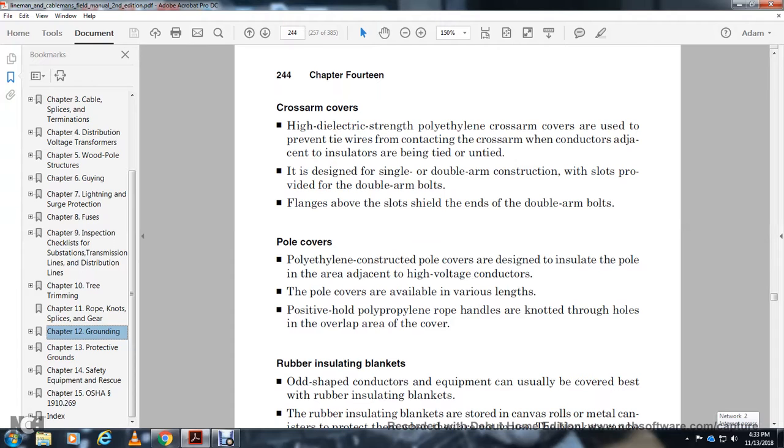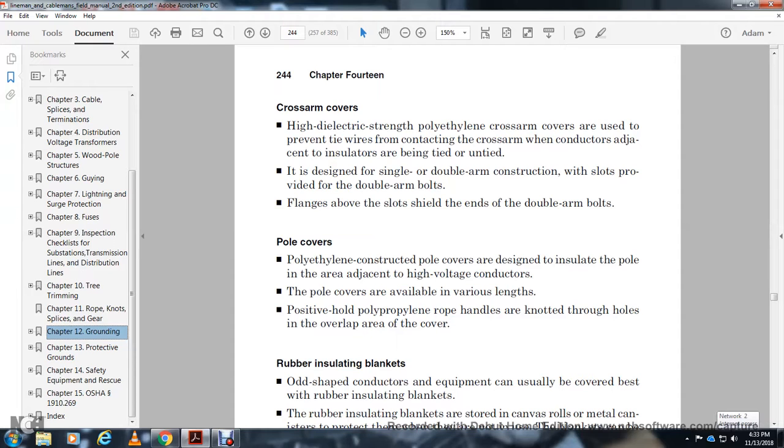Cross arm covers are high dielectric strength polyethylene with UV protection to prevent tie wear. They keep tie wires from contact with the cross arm or the adjacent conductor while the insulator is being tied and untied. It is designed for single or double arm construction, with a slot provided for a double arm bolt and a flange above the slot over the end of the double arm bolts.